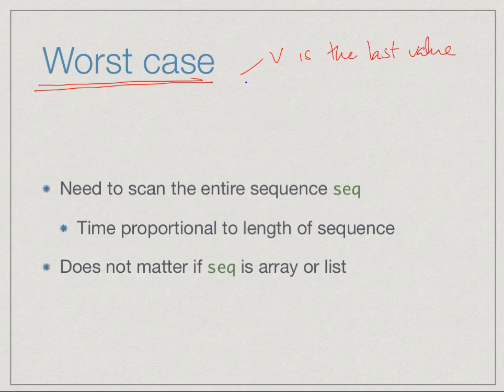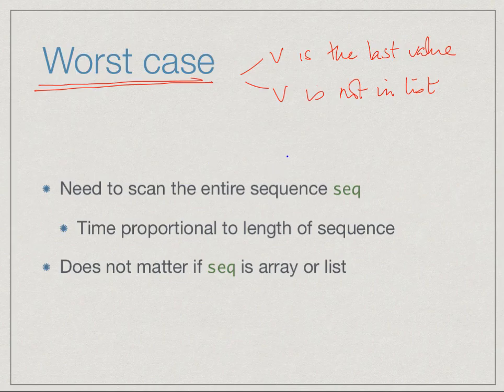But more generally, v is not in the list. If v is not in the list, the only way we can determine that is to check every value and determine that that value is not v. And this property, that we have to scan the entire sequence and therefore take time proportional to the sequence to determine whether v is in the sequence or not.